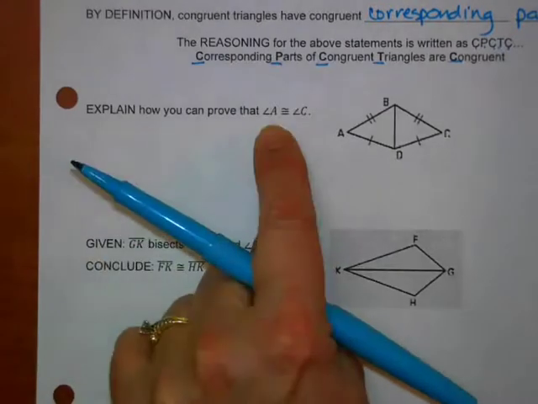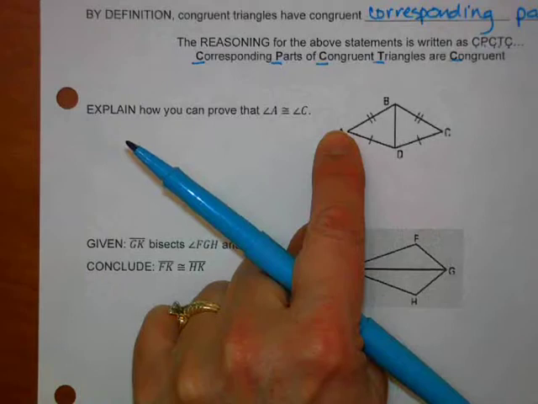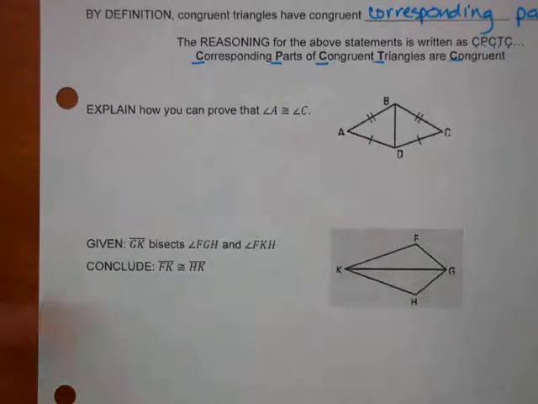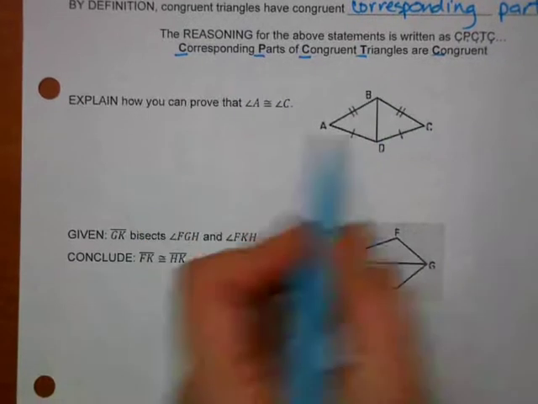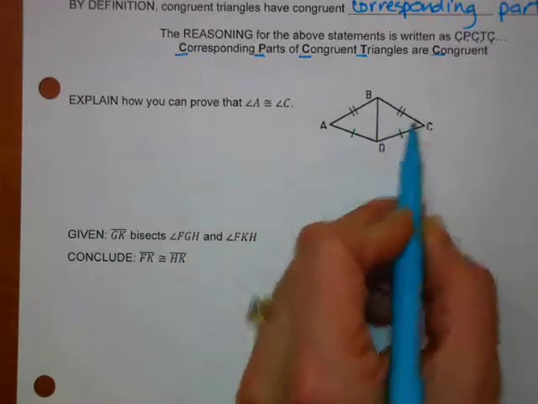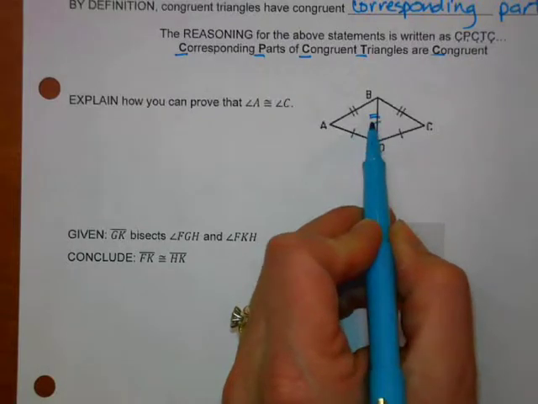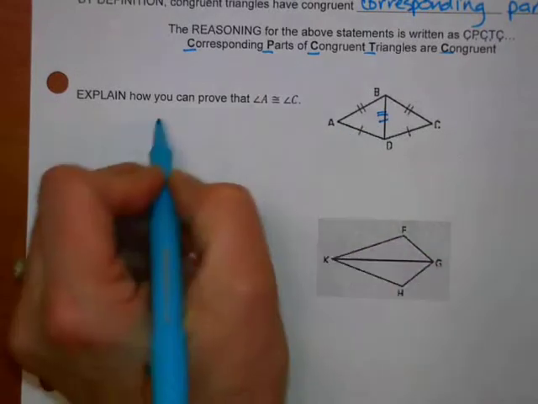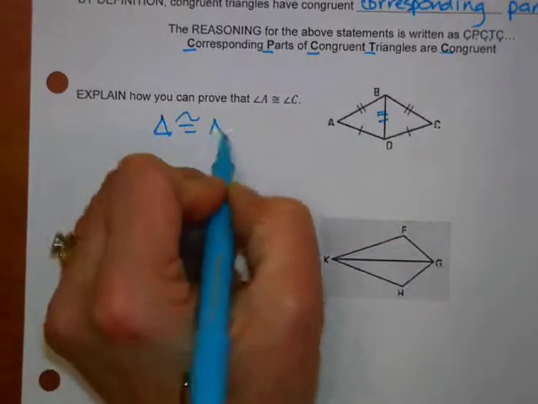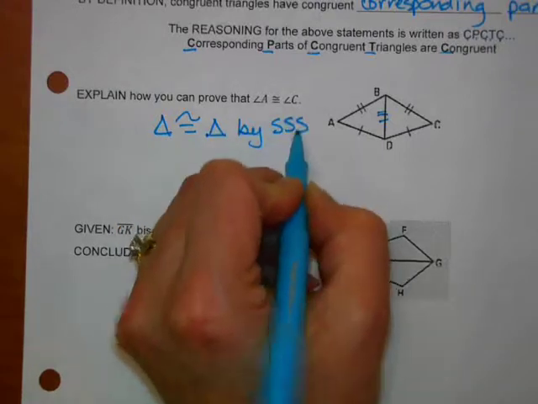Explain how you can prove that angle A is congruent to angle C. Oh, it's not a triangle this time. It's a part of it. But I've got to prove that the triangles are congruent first. So let's look at this. I have this and this and this and this. What else do I have here? So the triangles are congruent by what? So I'm going to abbreviate. I don't want you to abbreviate, but for the sake of time, I'm going to abbreviate here. Triangle is congruent to triangle by SSS.